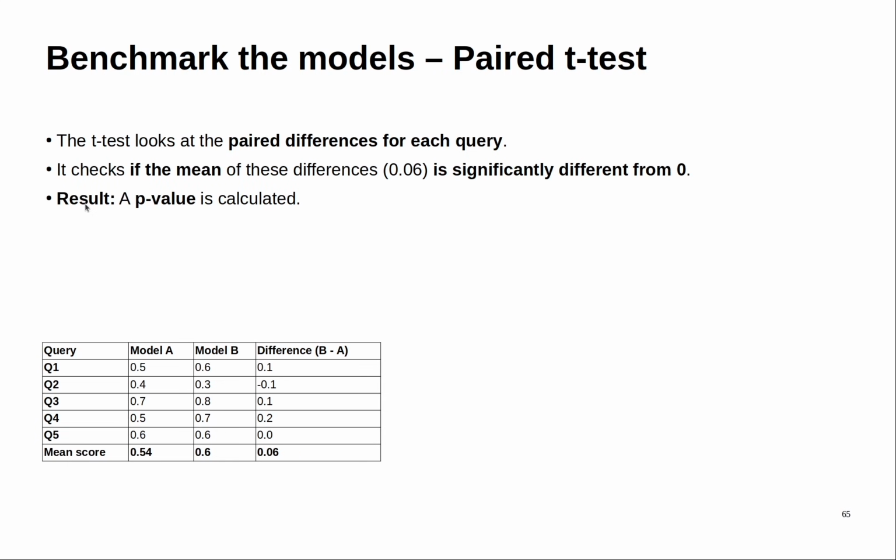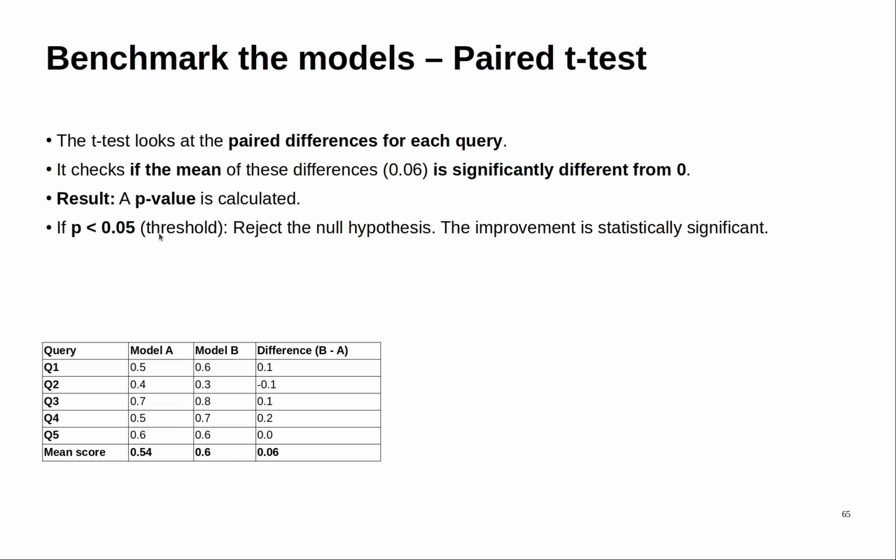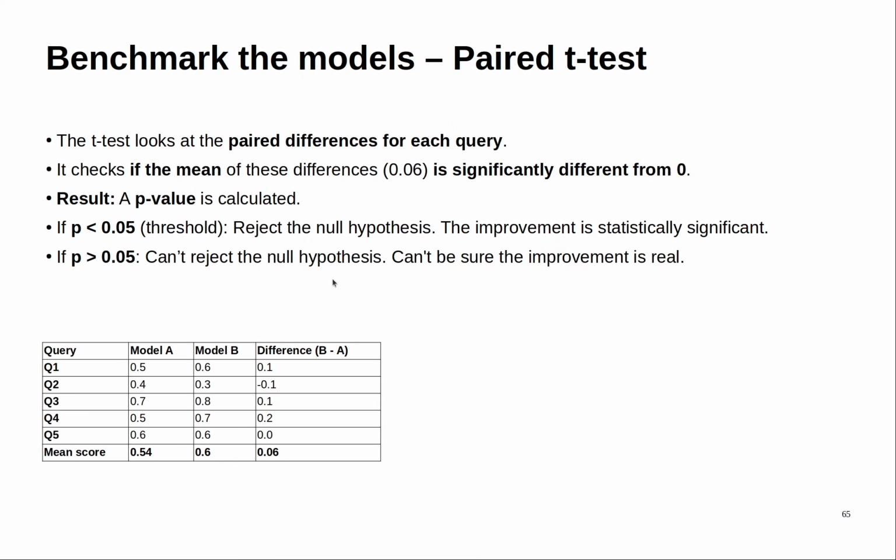In the end, we get a p-value, and again, we compare it to a threshold. If it is smaller than the threshold, we reject the null hypothesis, and we say with confidence that this new model that appeared in 2025 is better than the model that was introduced in 2024. In the other case, we fail to reject the null hypothesis, and we say that we don't have enough evidence, so we are unsure if this new model is better or not.